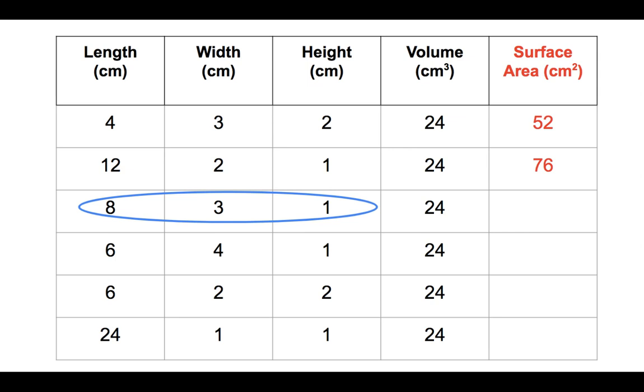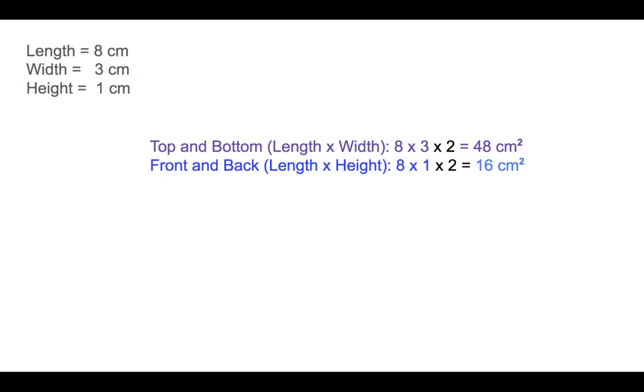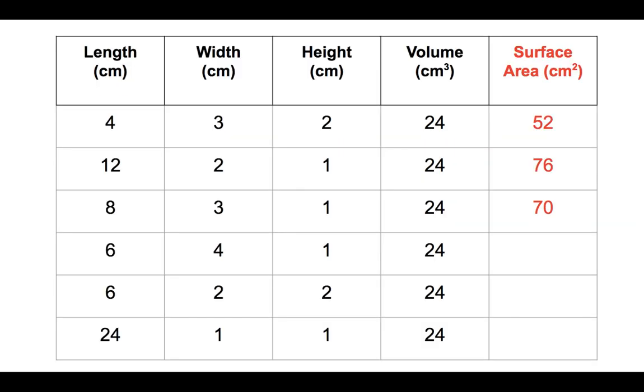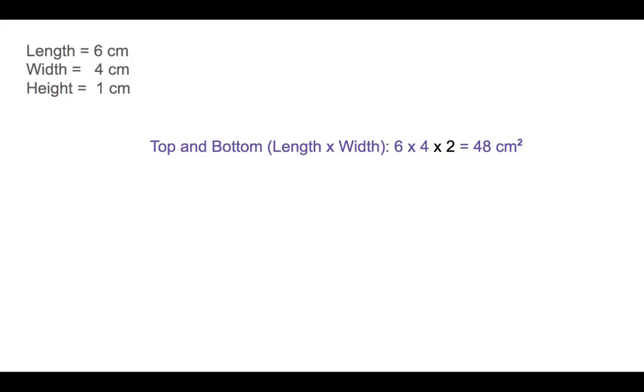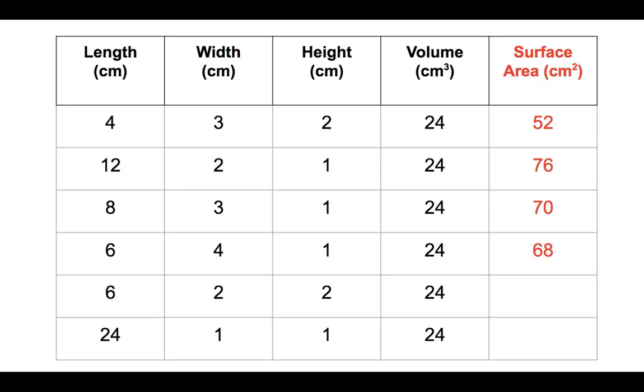But if we look at the 8 by 3 by 1, again, we've got the top and bottom being 48 squared centimeters, the front and the back 16 squared centimeters, and the left and right 6 squared centimeters for a total of 70 squared centimeters. We have the 6 by 4 by 1, which is 48 squared centimeters, 12 squared centimeters, 8 squared centimeters, a total of 68 squared centimeters.